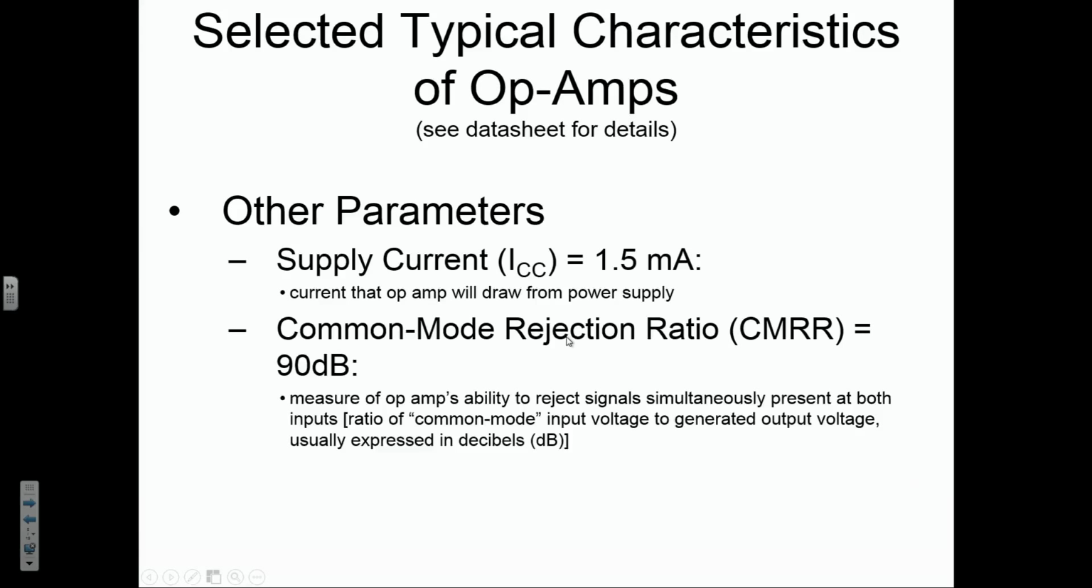So what that means is that's the measure of the op-amp's ability to reject signals that are simultaneously present at both inputs. So if you've got voltage inputs coming in on the inverting and non-inverting terminals, and they're carrying a noise signal on both of them, the op-amp can reduce that noise, that's called common mode noise, by a factor of 90 decibels, which is an extremely great reduction in that noise signal.